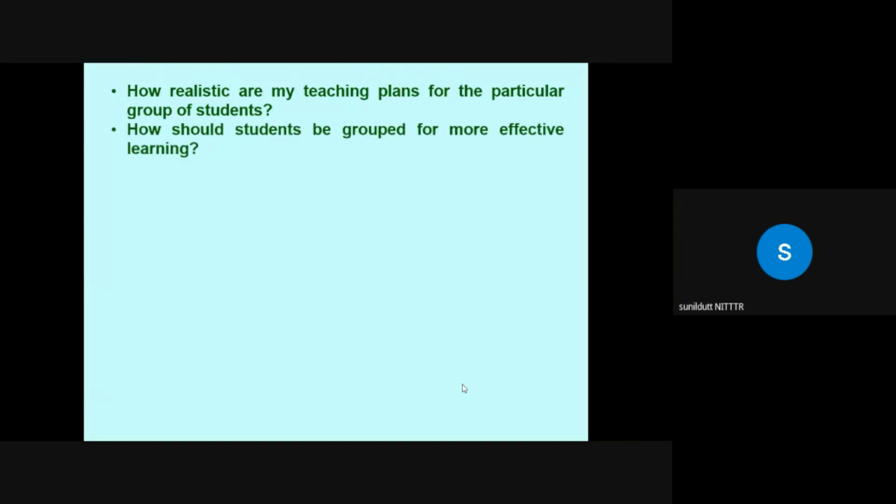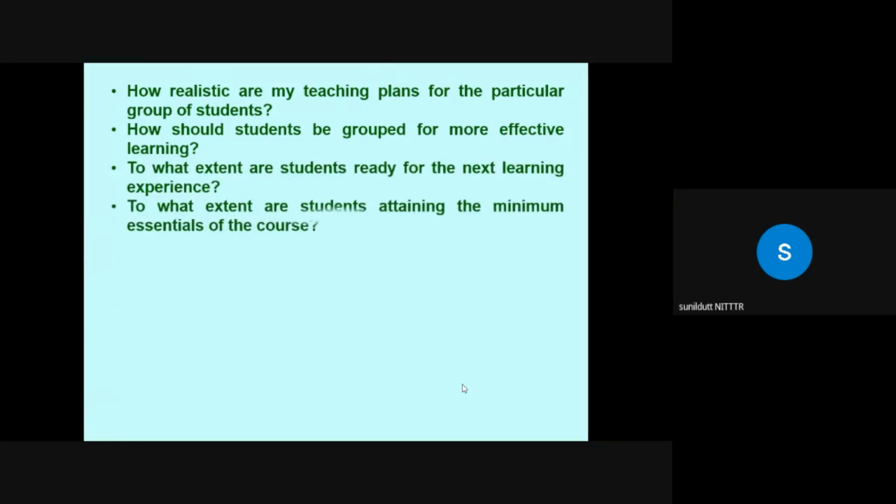How should students be grouped for more effective learning? To what extent are students ready for the next learning experience? Very important. Before going to the classroom, the teacher assumes that my students are already familiar with this. So you need to test the prerequisites possessed by different students. Only then will you come to know that the students are ready for receiving new learning.